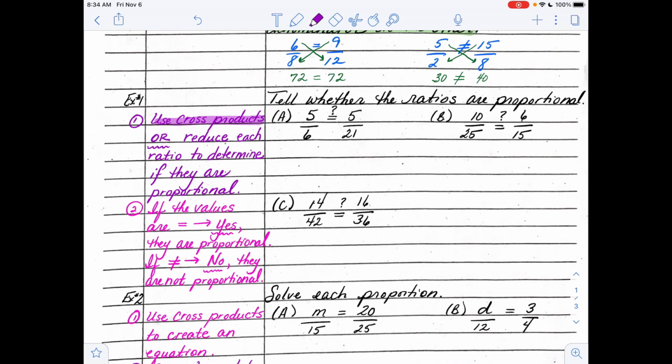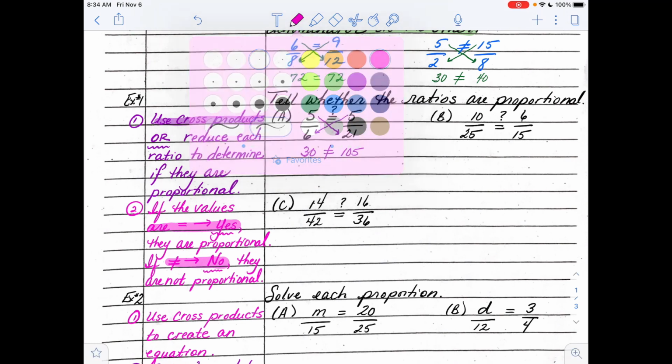So let's look at this one. I can multiply by 5s. I love multiplying by 5s. That's not hard for me. So I'm going to multiply this diagonal. 6 times 5, that's 30. And then 5 times 21, that's 105. That is definitely not equal to each other. So now, step 2 says, if they are equal, then yes, they're proportional. If they are not equal, then they are definitely not proportional. So I'm hoping you will be able to tell me no on this one. They are not proportional.